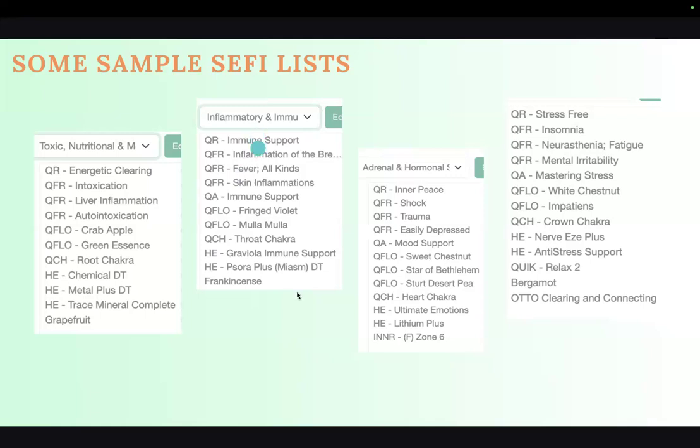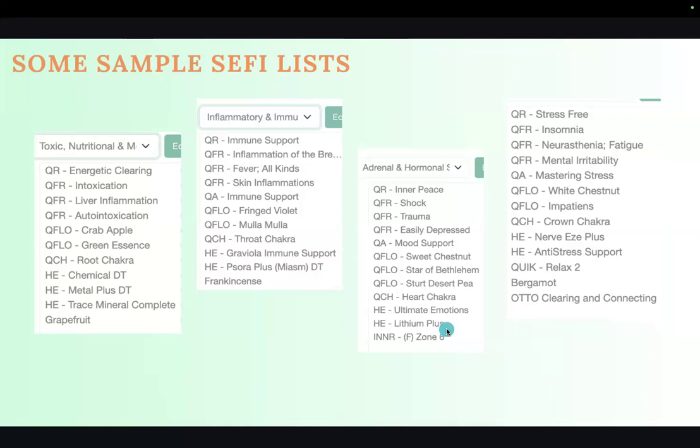Inflammatory and immune system markers: immune support, inflammation, fever of all kinds, skin inflammations, immune support again. Sorry, I put that in there twice. It's in two different areas. That's in quantum reach and that's in quantum affirmations. So we're double whammying it. Fringed violet, mala mala, throat chakra, another immune support, graviola, Sora Plus, which is a detox and miasm, and frankincense. So this is all for inflammation.